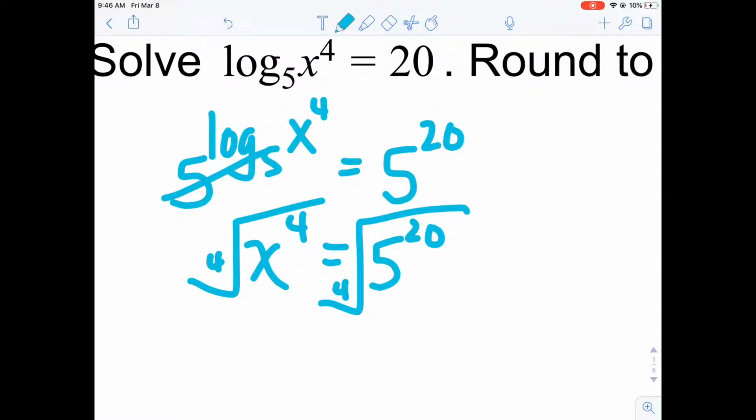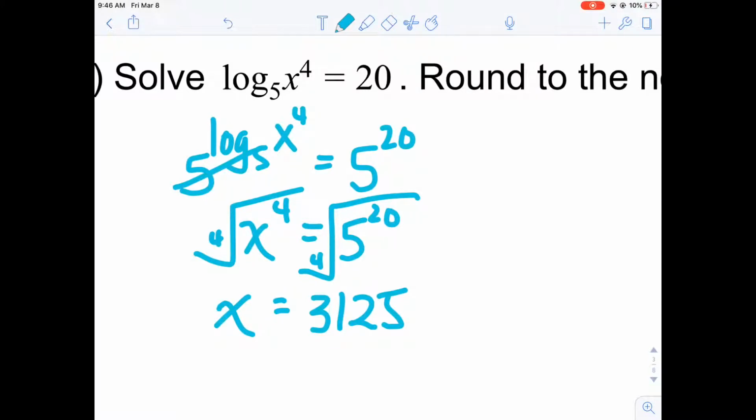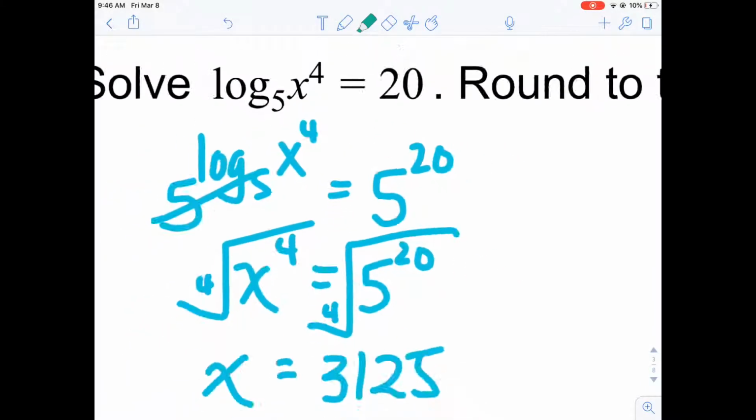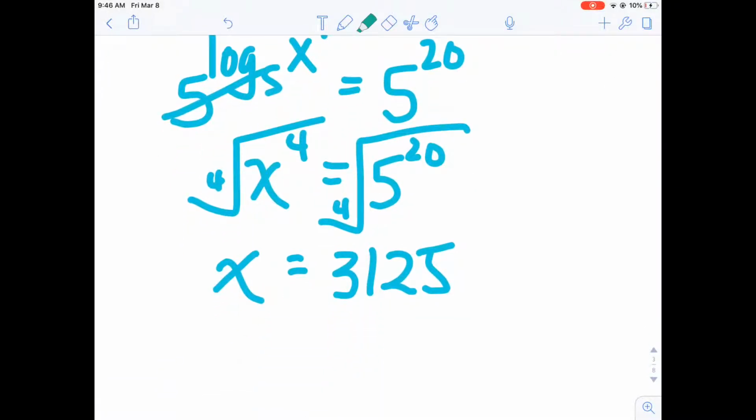I don't know about you, but this doesn't look very pretty to me. We'll still get an answer regardless. We should get 3,125, but let's see if we can do this some other way. So think about your properties of logarithms, and most importantly, our simplifying kind of properties. We have this complicated x to the 4th here, which leaves us to have to take a fourth root, which is not the nicest thing to do.